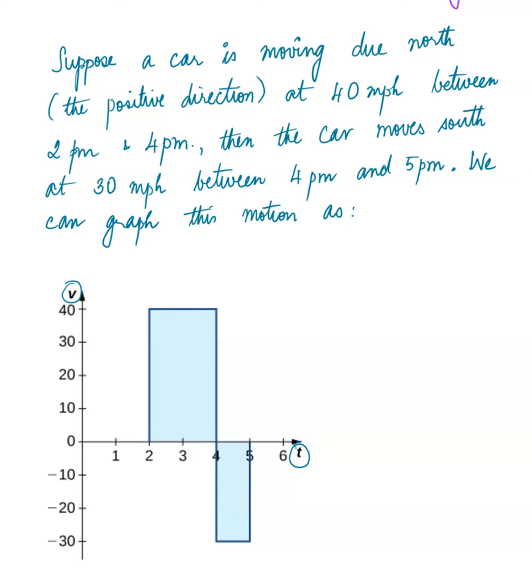V-axis and the t-axis. So if I want to find the area under the curve, in this case, the curve are these rectangular boxes, the area under the curve between 2 p.m. and 5 p.m., then it's basically this shaded region here, right? These two shaded regions, one above the x-axis, or in this case, the t-axis, and the one below the t-axis. But what does this area actually mean? What does this area represent?